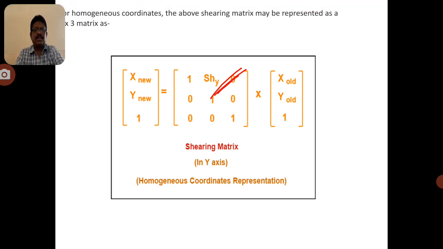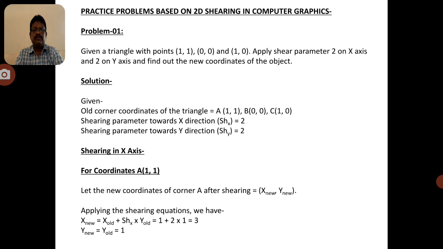Okay, here we can continue this particular problem. We can continue this concept with one example problem. Here a triangle object is given. The triangle object contains three coordinates: A at (1, 1), B at (0, 0), and C at (1, 0). Now we have to take the corner coordinates that are given.